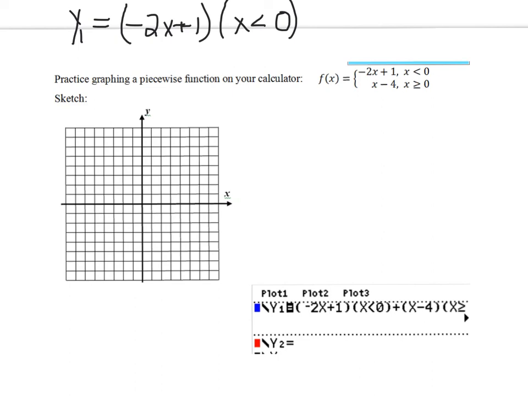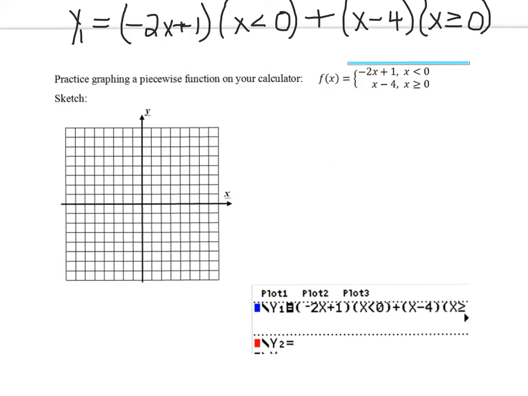Then because we want to add on another part of my piecewise function, I'm going to put a plus and then write the second function, x minus 4, also enclosed in parentheses. Now because I want to specify the domain, x is greater than or equal to 0, start parentheses again, and again we'll find the greater than or equal to when we go to the test menu, which is located at second math. If you have any difficulty with that at all, please come and see me in the morning so that I can show you on your calculator.